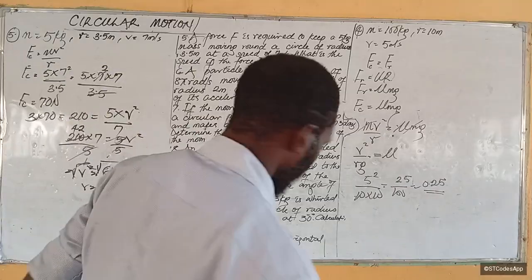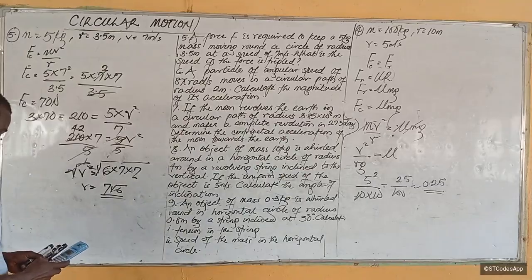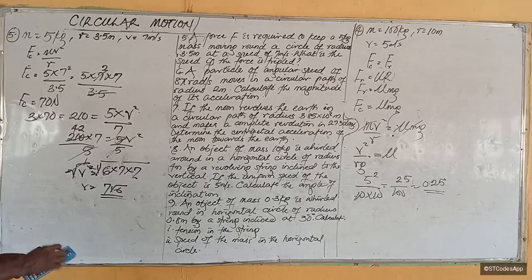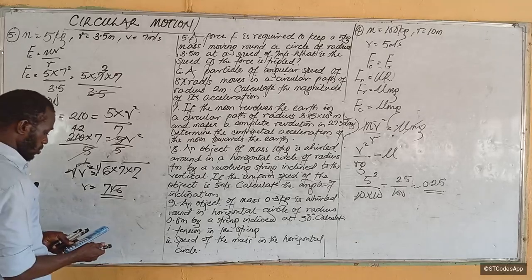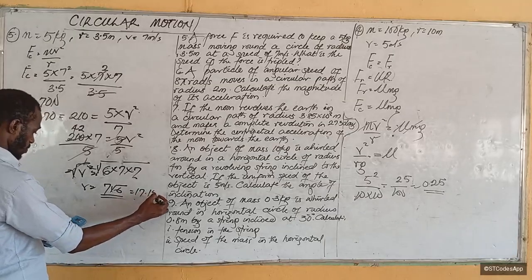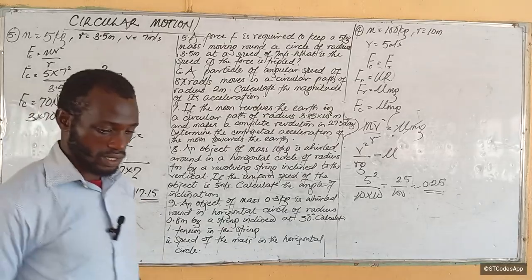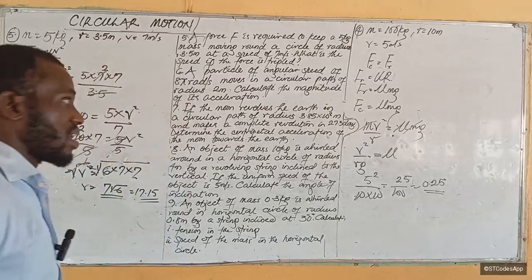Let's use the calculator, please. 6 times 7 times 7. So the square root of 294. That's 17.115, or 17.1. Okay, so that's question 5 for you.